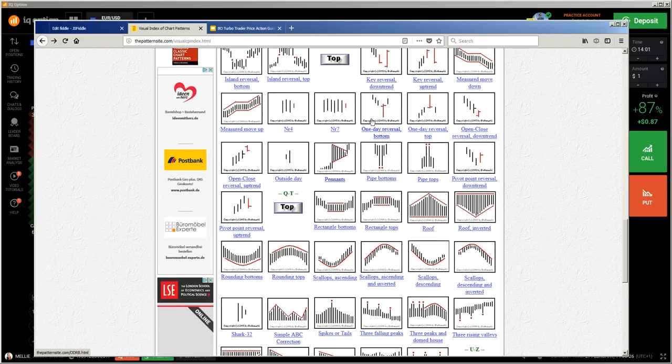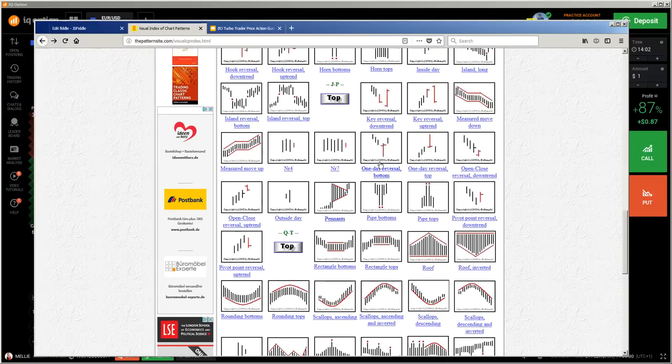Here is something like the morning star. This is the evening star, and this one here is called a 1 day reversal, or 1 day reversal top. Yes, 1 day reversal bottom, 1 day reversal top. This is for me an evening star and the morning star. Only to let you know this. So okay, no problem.